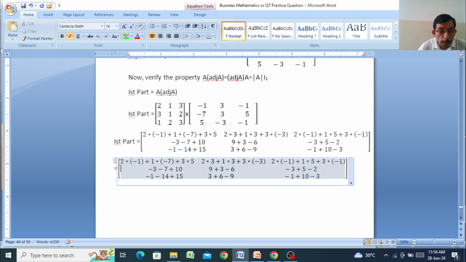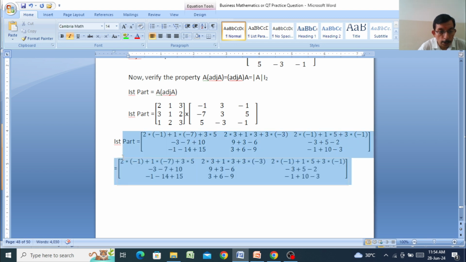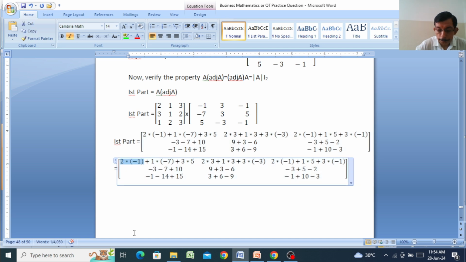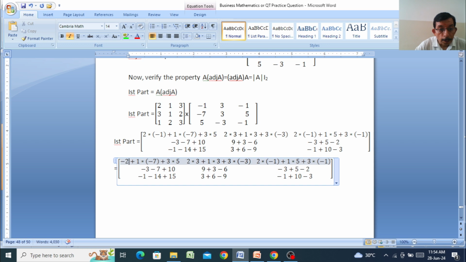Two multiply by 1 minus 1. 2 multiply by 1 minus 2 minus 7. 1 multiply by minus 7, write down the minus 7.